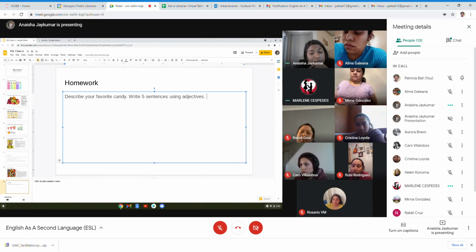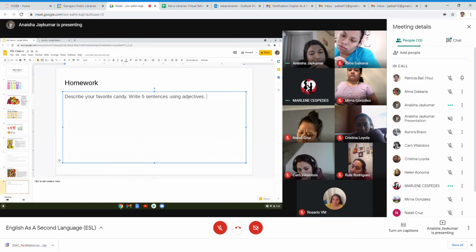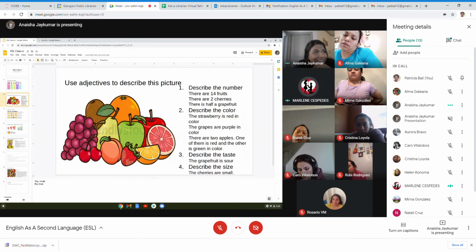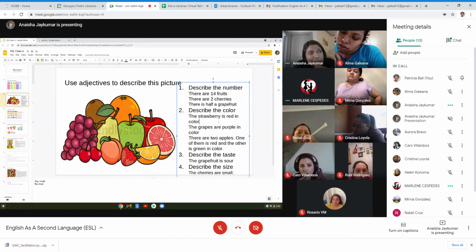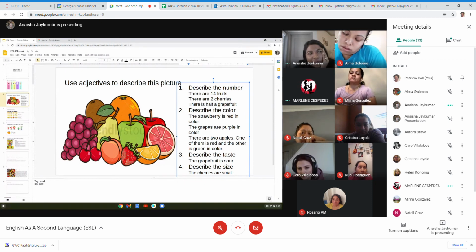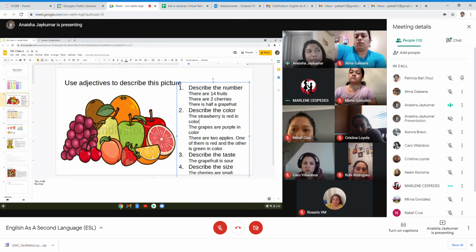Why use "in" the color? Yeah, in color. That is just grammatically correct. A lot of times when we talk, we just say the strawberry is red, the grapes are purple. That's still correct, but the better way in grammar is to say "in color" because you are describing the color.